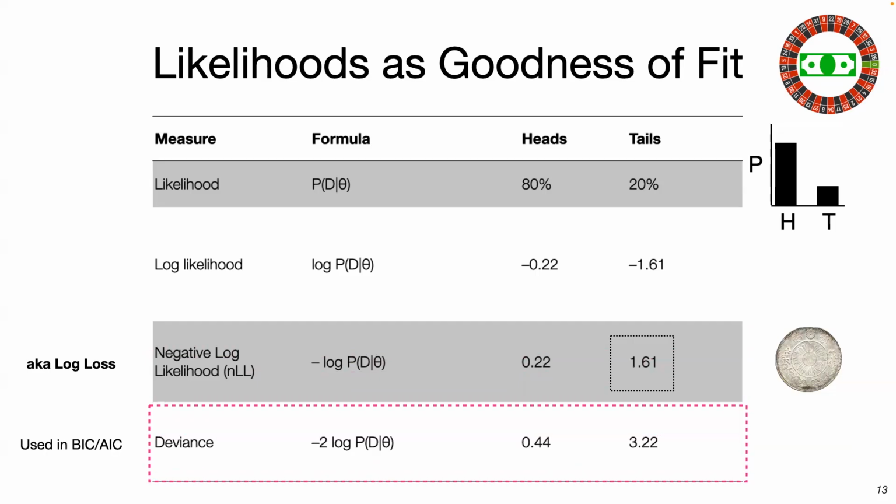Now, one more term, just because we haven't had enough forms of likelihood here, is called the deviance. It's simply 2 times the negative log likelihood. And this you'll see come up in the BIC and AIC computations as well that we'll present in the final tutorial on, I think, Thursday. Okay, so just so you're familiar.